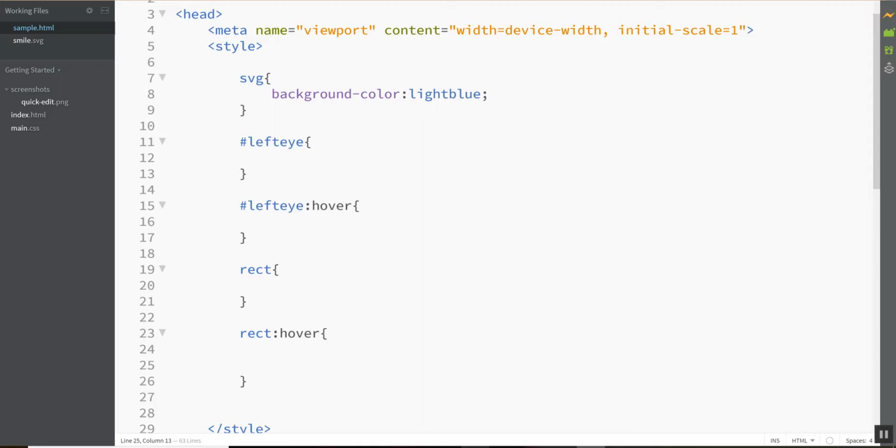So I'm going to show you first the smiley face. I have selected the left eye on hover because I want to put a transition on this so you can see it happen slowly. Let's make it 3 seconds. And I want to rotate this guy. So let's do transform, rotate. Let's do 180 degrees. Okay, so let me show you what that looks like right now.